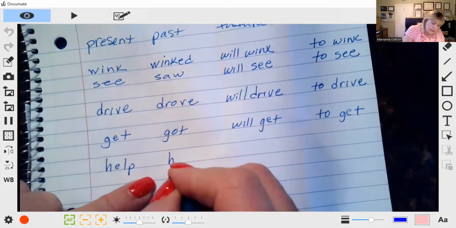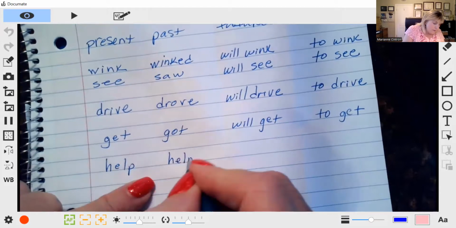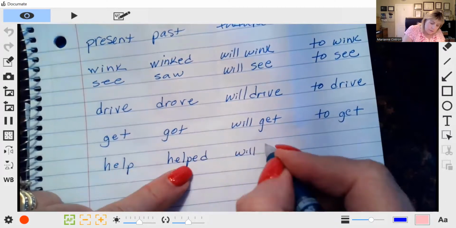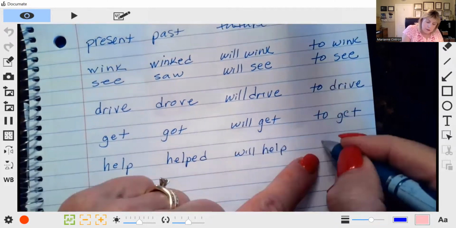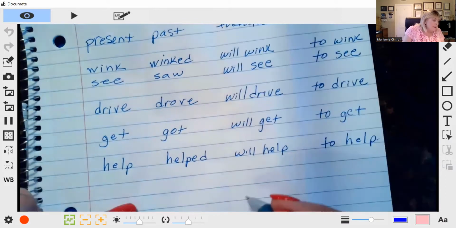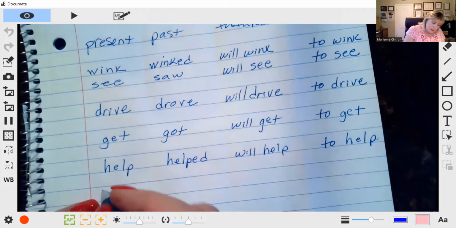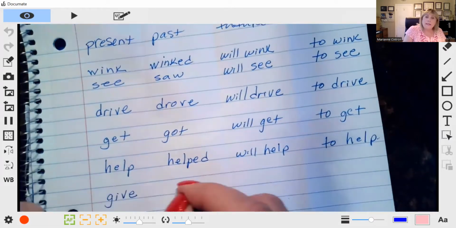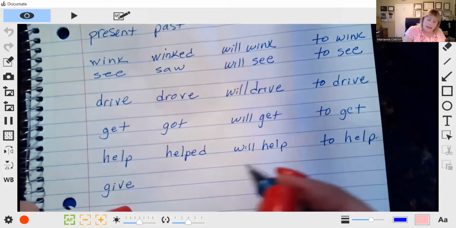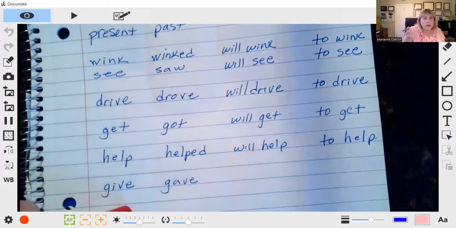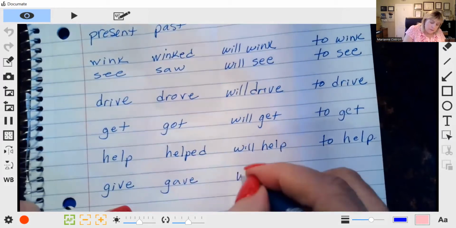Past tense, helped. Future, will help. Infinitive is to help. Let's try give. Give. Past tense of give is gave. Is that regular or irregular? It's irregular. Will give.